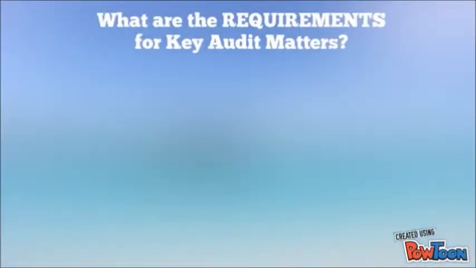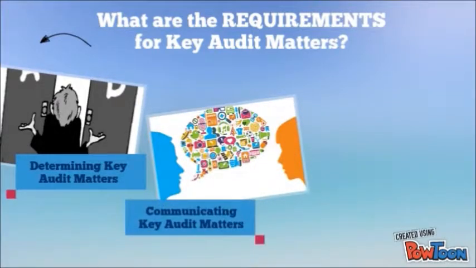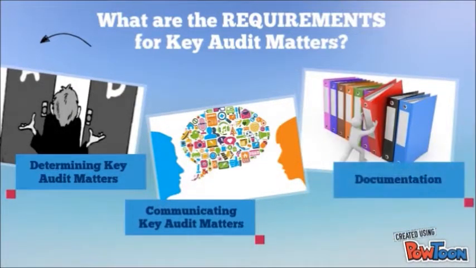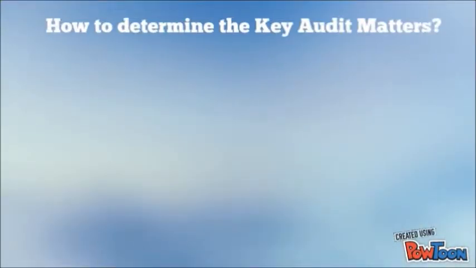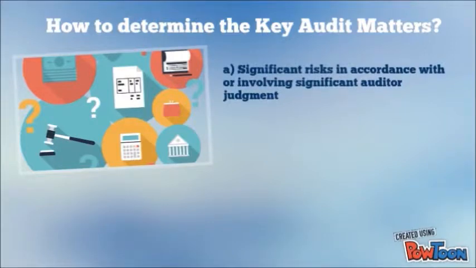There are 3 requirements for key audit matters. First, determining key audit matters. Next, communicating key audit matters. And lastly, documentation of key audit matters. Determining key audit matters. The auditor shall determine which of the matters communicated with those charged with governance are the key audit matters. In making this determination, the auditor shall take into account areas of significant auditor attention in performing the audit, including areas identified as significant risks or involving significant auditor judgment.